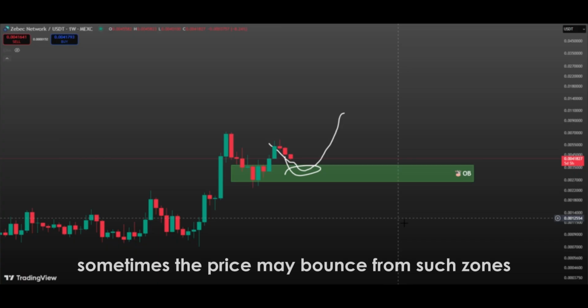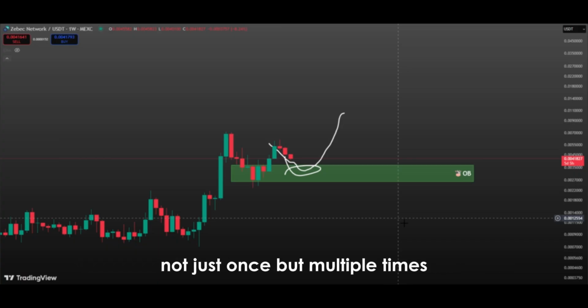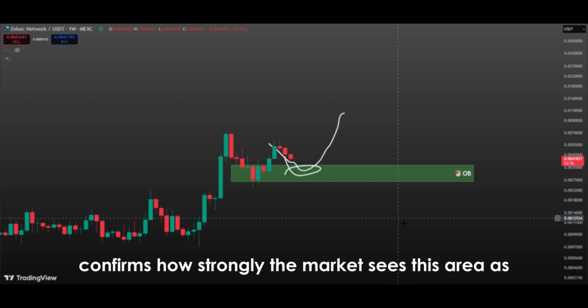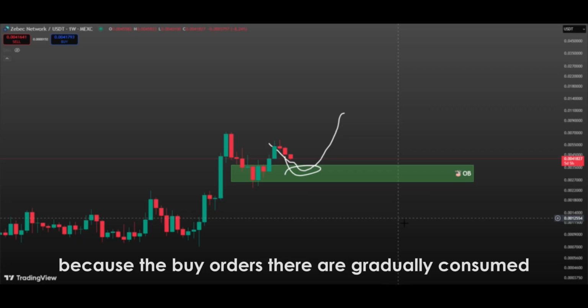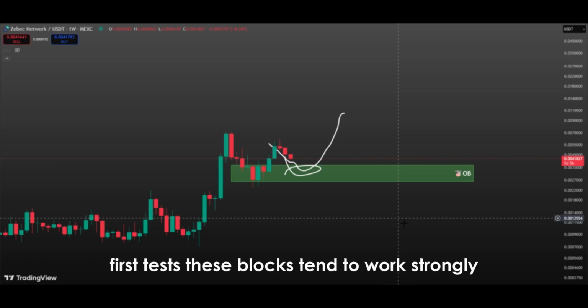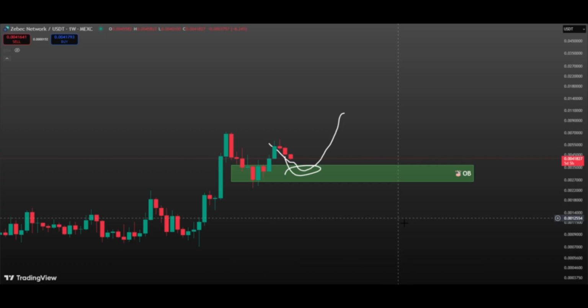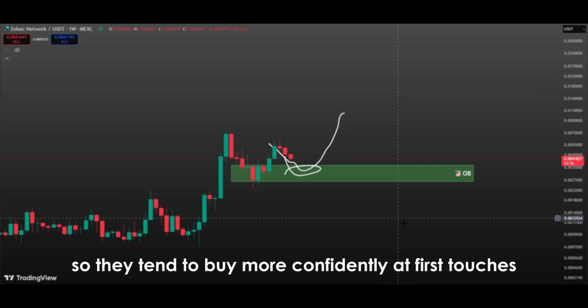Sometimes the price may bounce from such zones not just once, but multiple times. Each bounce confirms how strongly the market sees this area as support. However, with each test, the block weakens somewhat because the buy orders there are gradually consumed. Still, especially in the first tests, these blocks tend to work strongly. That is why the first time the price reaches the bullish order block usually results in a big reaction. Investors are aware of this, so they tend to buy more confidently at first touches.